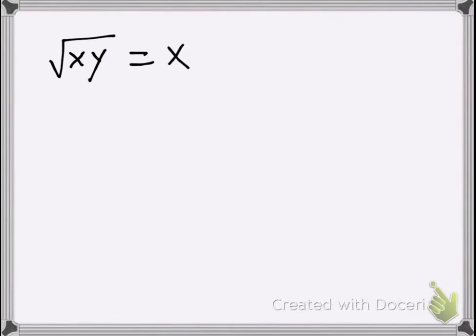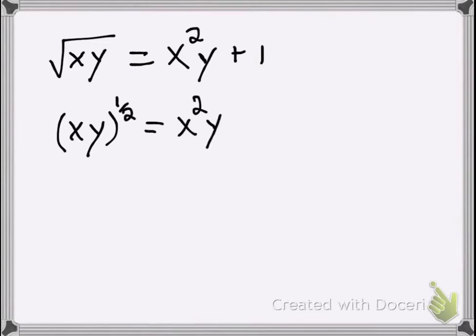So today we're going to go over our opening exercise, and what we're doing here is implicit differentiation for the following equation: the square root of xy equals x squared y plus 1. So the first thing that we want to do is revise the left side of the equation so that we have it in a power notation setting. So it's xy raised to the 1/2 power is equal to x squared y plus 1.